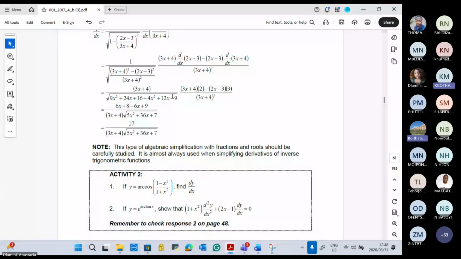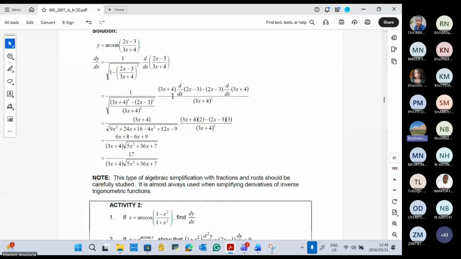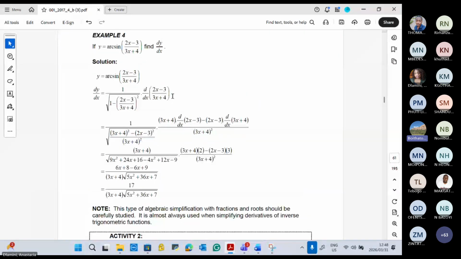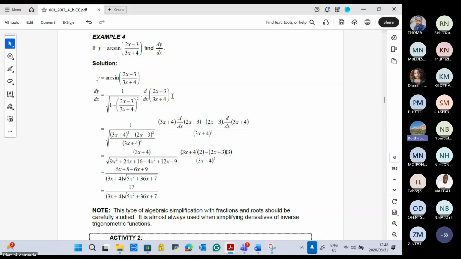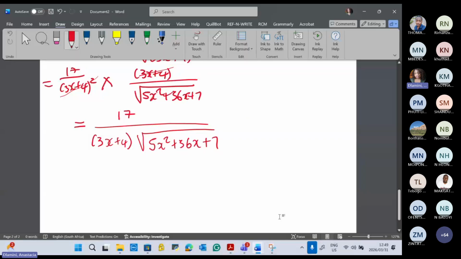I just wanted to say that we were still able to simplify the last example that we just did. We were still able to simplify further in the square root. That 5x squared plus 36x plus 7 can be simplified into bracket 5x plus 1 close bracket, open bracket x plus 7, but I guess not really needed. Seems like in the study guide it's complete as this.